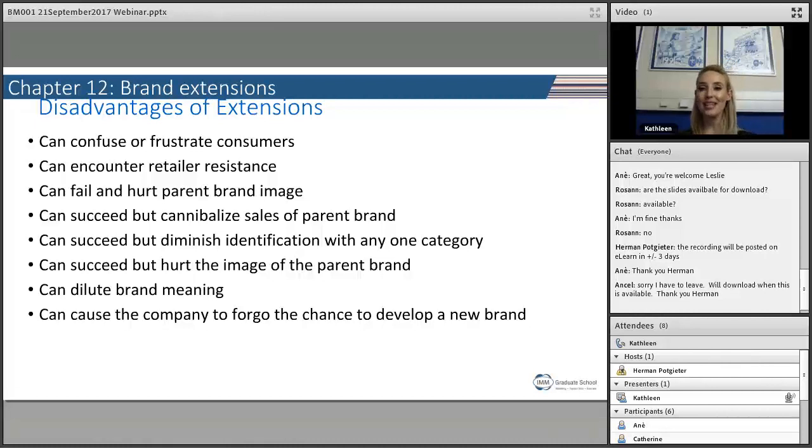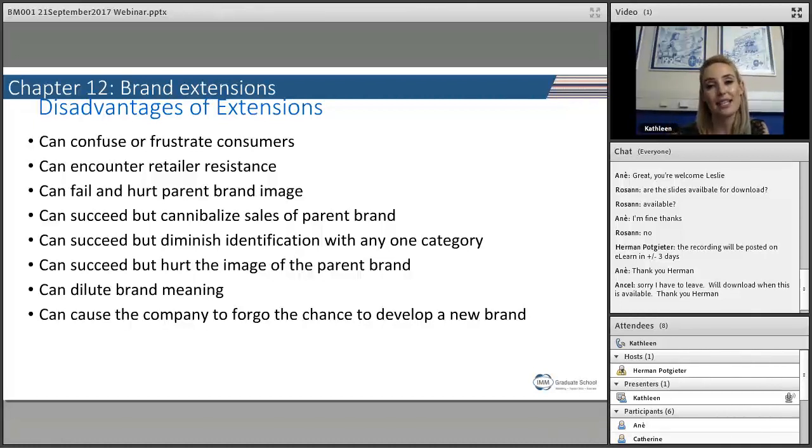But as we've learned in marketing, nothing only has advantages. You may have a few disadvantages when it comes to brand extensions. Too many extensions may confuse or frustrate the consumer, which we call brand dilution. You may encounter retailer resistance. They may not want your brand taking up all of their shelf space. It can fail and then hurt the parent brand.